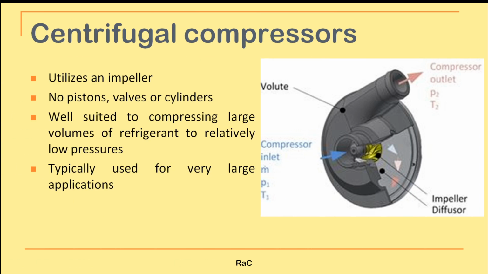Now coming to the dynamic type of compressor, non-positive displacement compressor, the obvious example is centrifugal compressor. It uses an impeller. Instead of a rotor, it uses an impeller. Okay, so there are no pistons, valves or cylinders. So it is well suited to compress large volumes of refrigerant to relatively low pressures. So you can recollect the working of a centrifugal pump which you have studied in hydraulic machinery.